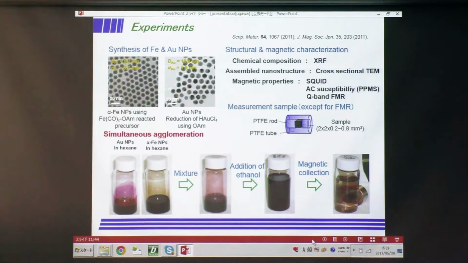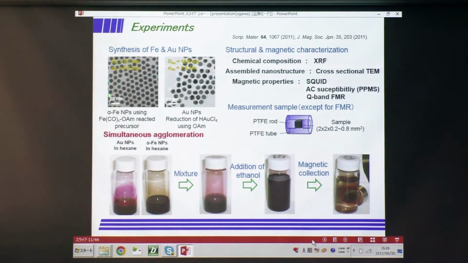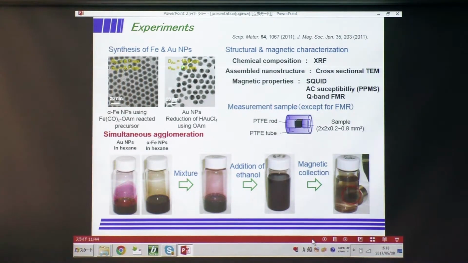After the synthesis, we can get this kind of nanoparticle. For the iron nanoparticle case, the average size is 8.7 nanometers, and the gold is 10.8 nanometers. This is the dispersion state in hexane solvent, for gold and iron respectively. We mix them with each other, and then add ethanol, and we can collect the granular structure of particles by magnetic collection.